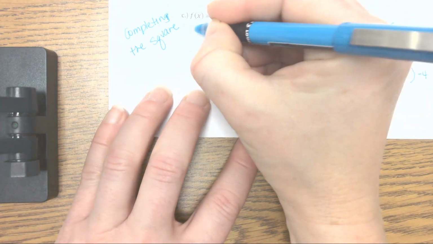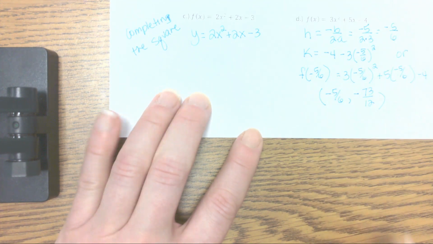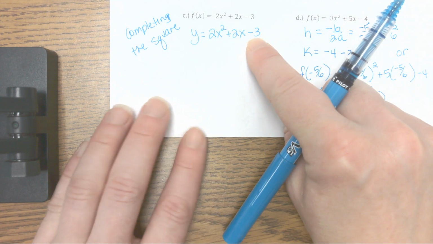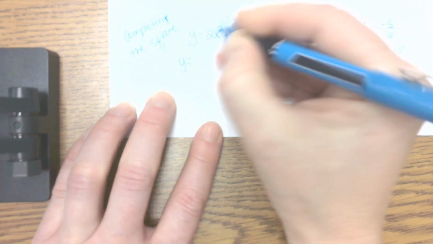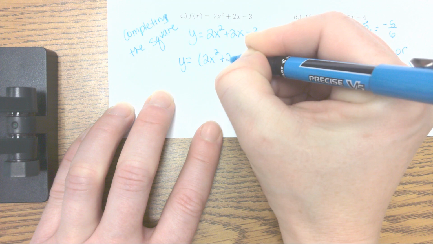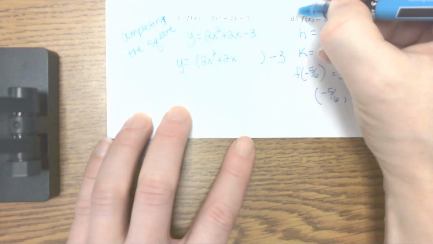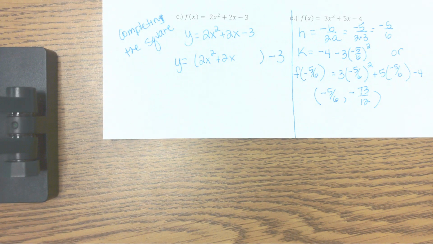So first, to complete the square, I'm just going to rewrite the problem. Notice I just put a y in there because it's not that big of a deal. And what I do is I take this thing off the back and I scoot it off to the side. So I have 2x squared plus 2x. I'm going to leave some space, minus 3. So far I haven't done anything except put some space there. Okay.